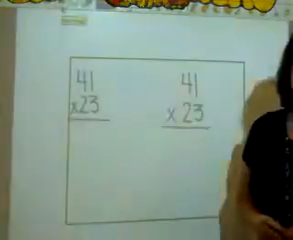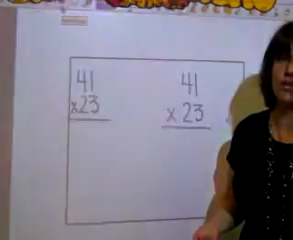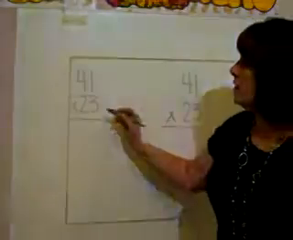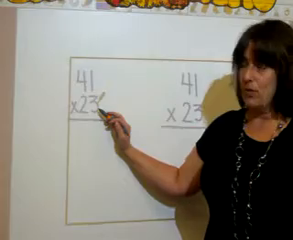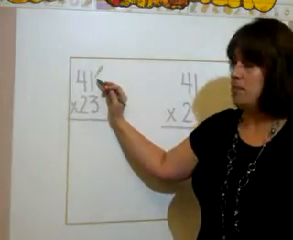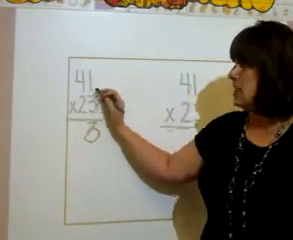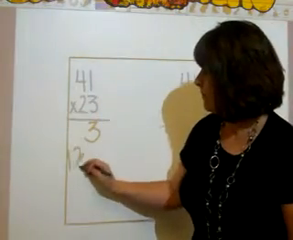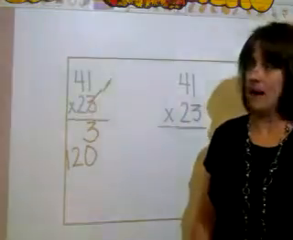Our first problem is 41 times 23. To illustrate this, we're going to first use partial products like we've been practicing. So I'm going to cover up my 2 and multiply by 3 first. 3 times 1 is 3. 3 times 40 is 120. Now I'm done with my 3, so I'm going to cross him out.